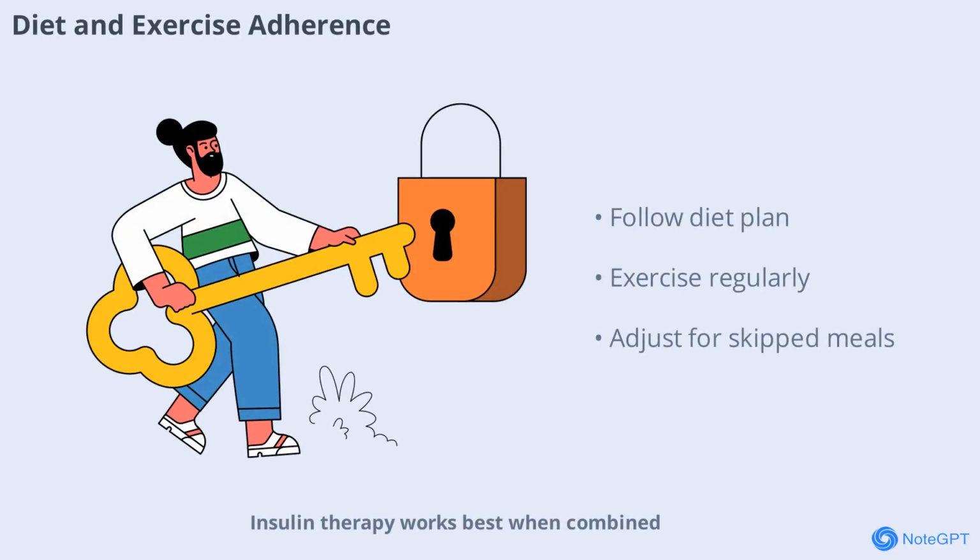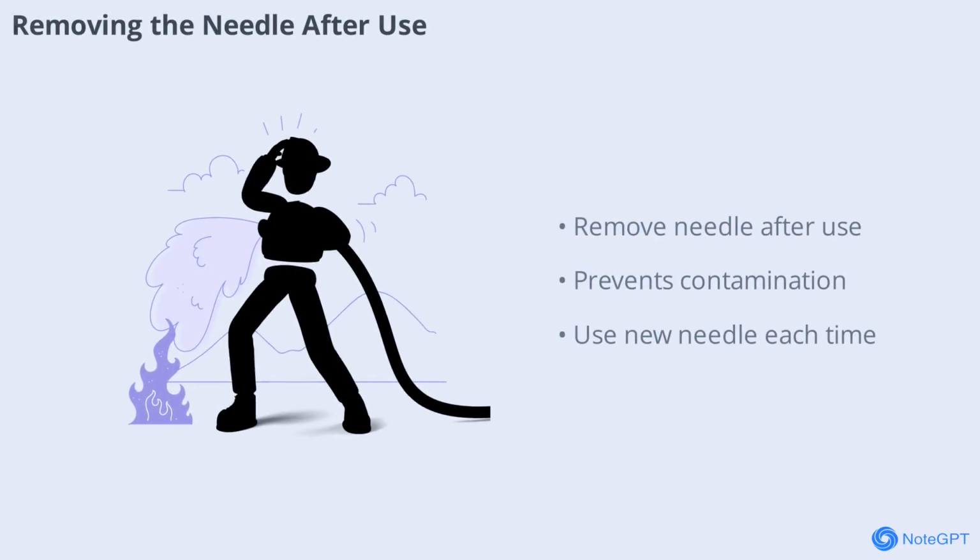Insulin therapy works best when combined with a healthy diet and regular exercise. Following the plan recommended by your healthcare provider helps maintain stable blood sugar levels and supports overall health. Be sure to know what to do if you eat less than usual or skip a meal, as this can affect your insulin needs. After each injection, remove the needle from the device and dispose of it properly.